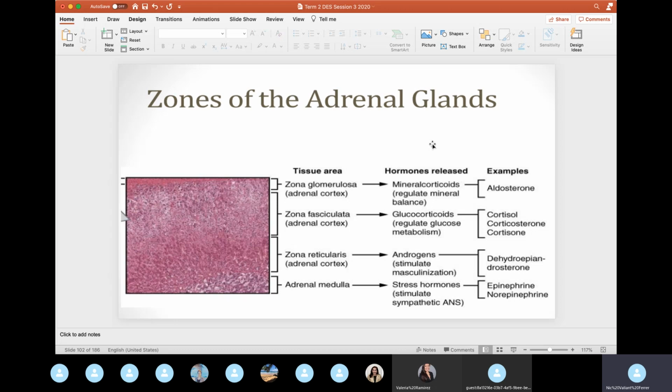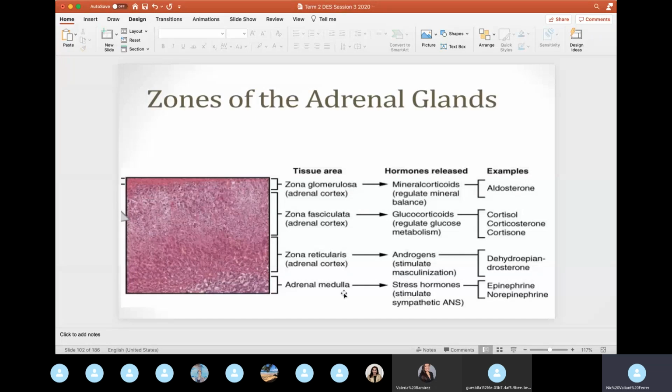Now let's go to zona fasciculata, zona reticularis. The fasciculata releases glucocorticoids, specifically cortisol. Reticularis releases androgens, right? What hormone regulates your zona fasciculata and reticularis? Someone said it a while ago. ACTH. Excellent. ACTH.